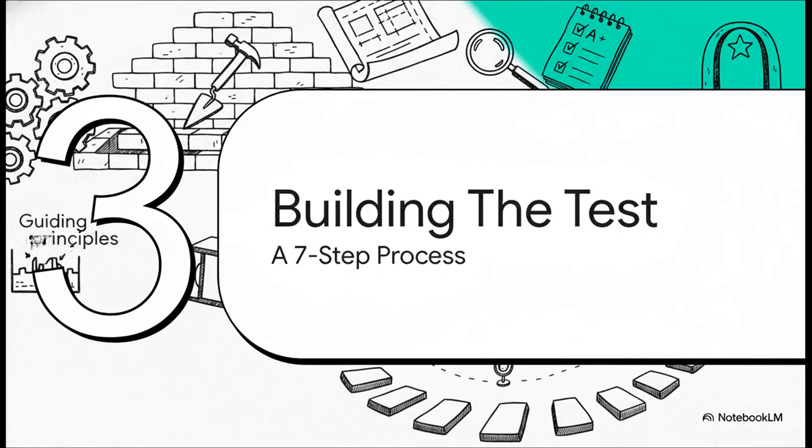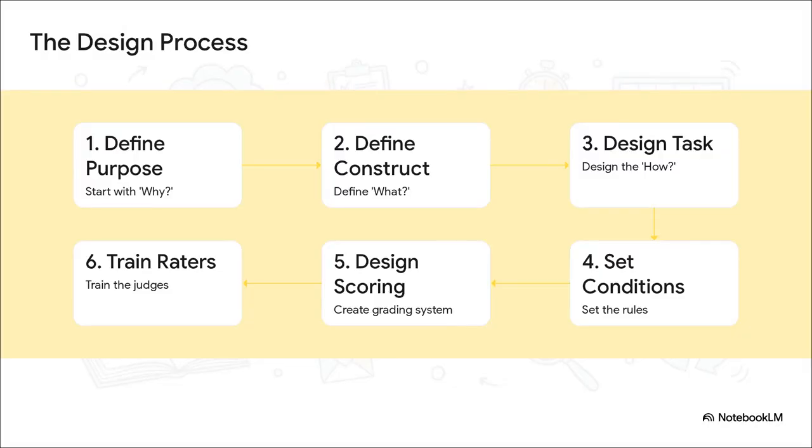All right, so with those 4 principles as our guide, we're ready to start building. And designing a good test really is like a construction project. It's an active, step-by-step process. So let's walk through the 7 main stages. This is basically our roadmap for the whole build. We start with the why and the what, and then we figure out the how.